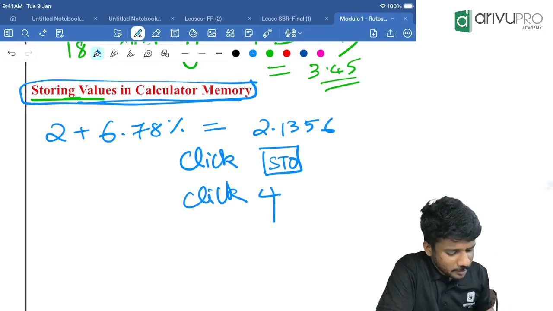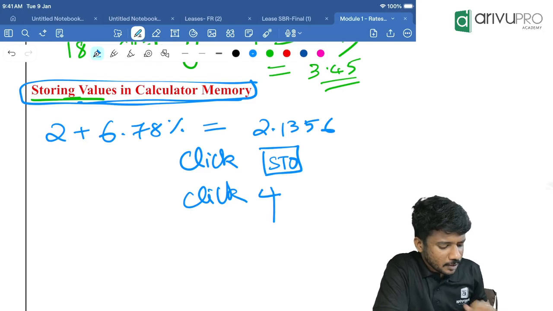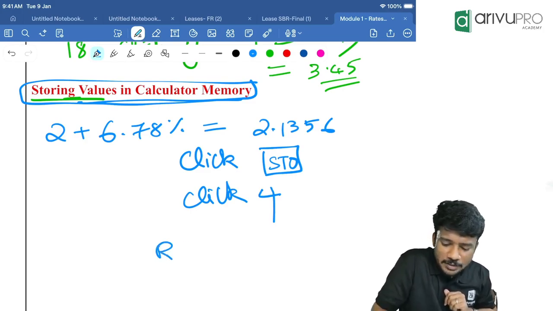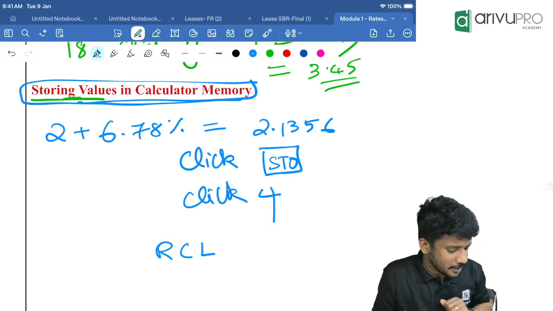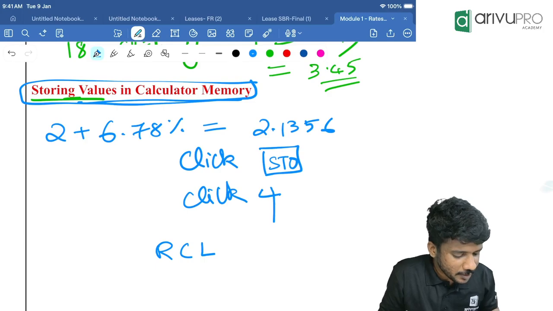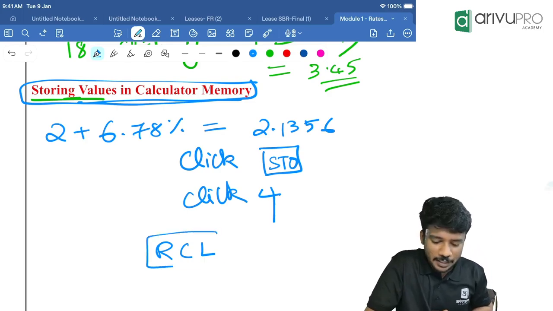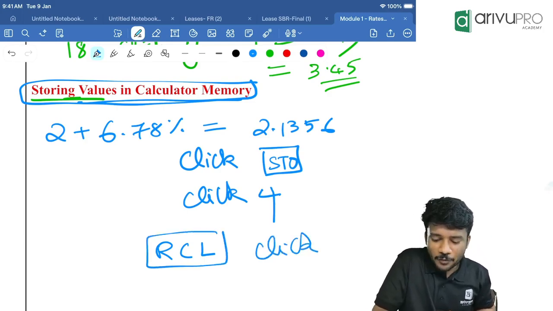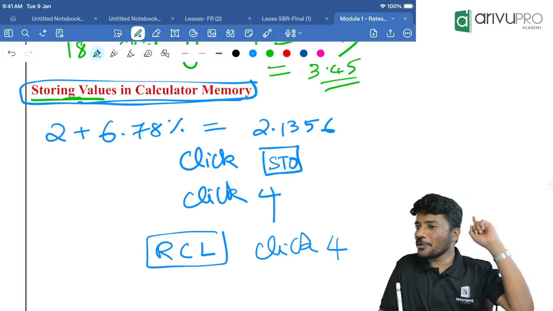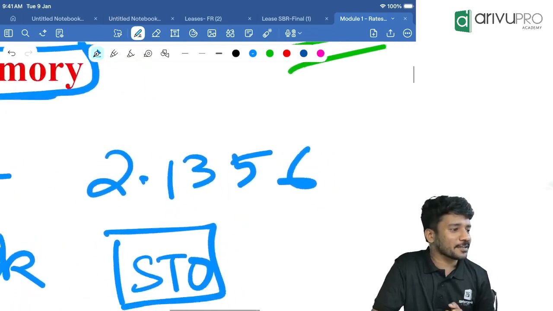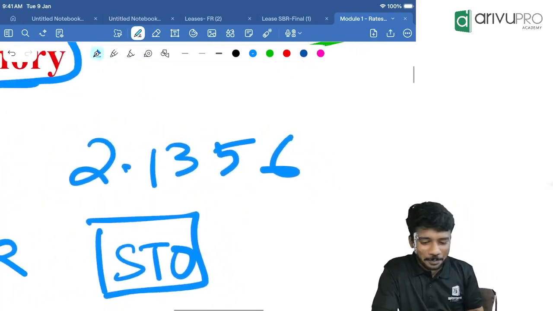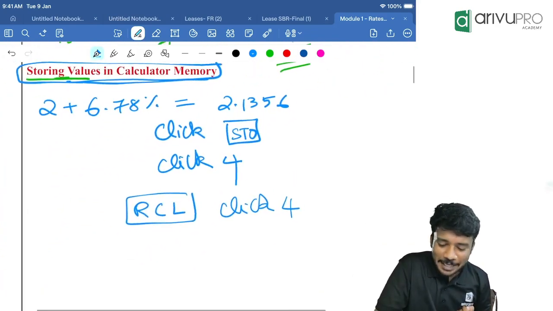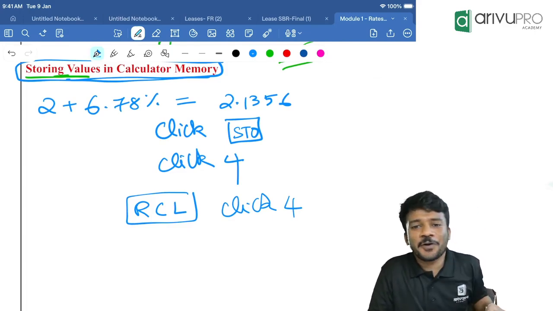Now clear everything. Now click the recall button. Have you seen the RCL button? Yes. After clicking the RCL button, click 4. What happened? The value which we got long back, deja vu, came back. 2.1356 came back right in front of you on your calculator.